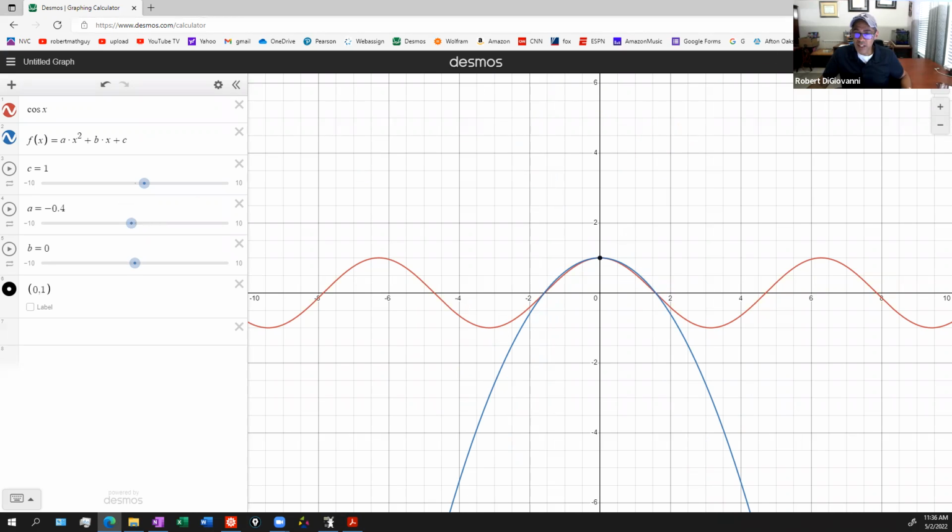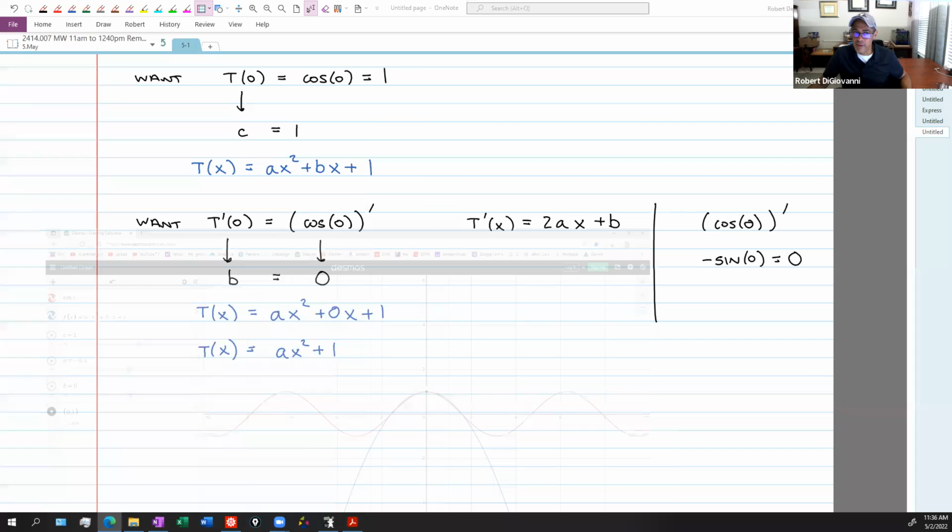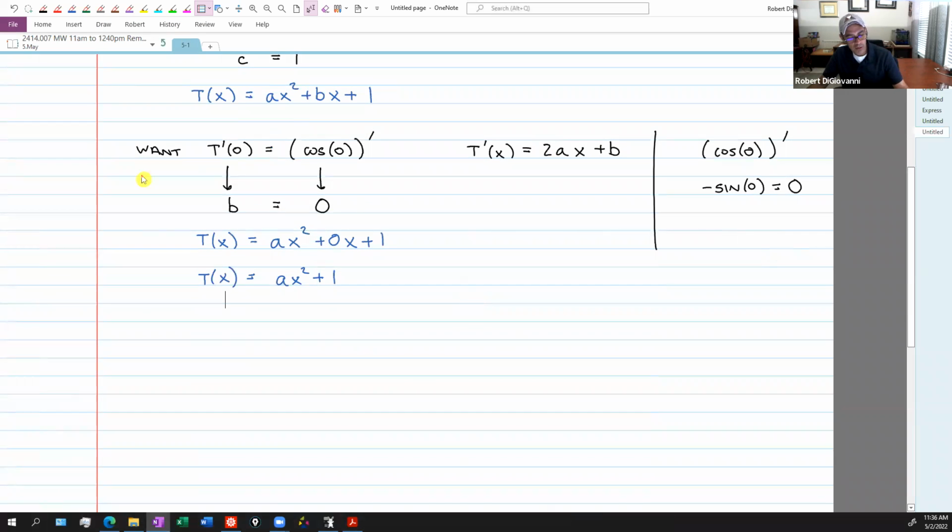I'm kind of building a function off of the derivative of the other one. So now I want T double prime at 0 to be equal to the second derivative at 0 of the cosine function. All right, what's T double prime of x? So what's the second derivative?